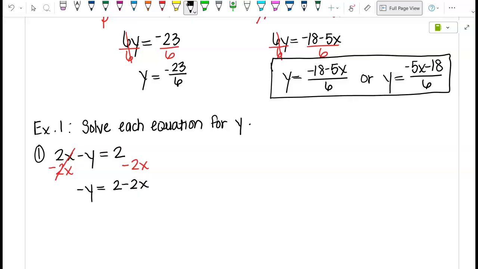Now I have to go until I have a positive y on that left-hand side. So Lily, what do I need to do to both sides to get that y to be positive? Divide by negative 1, because it's like it's negative 1 times y right now. So we're going to divide by negative 1, which is going to give us y equals, and it's going to change the sign up there. It's going to be negative 2 plus 2x, or again, you could rewrite this as y equals 2x minus 2.